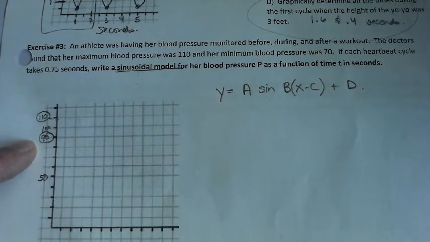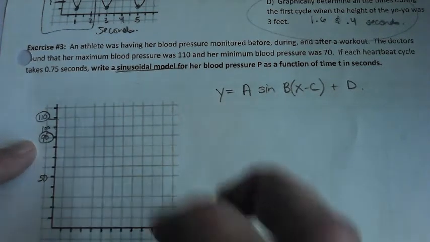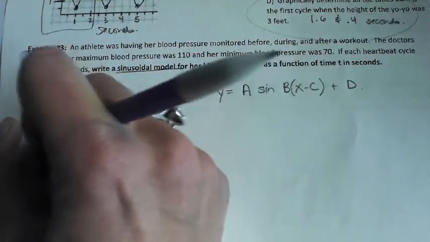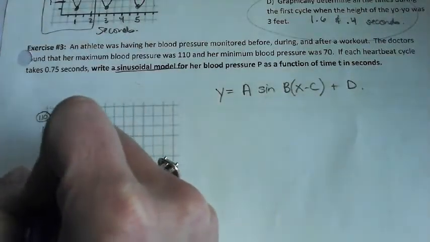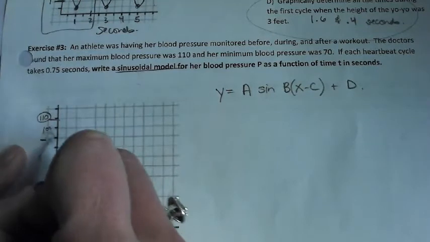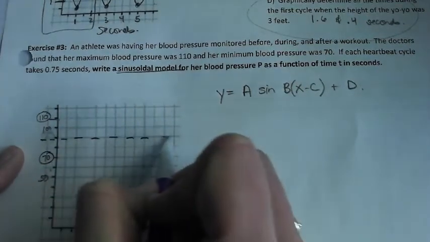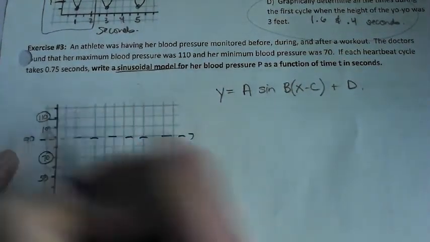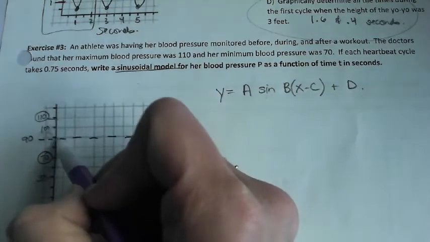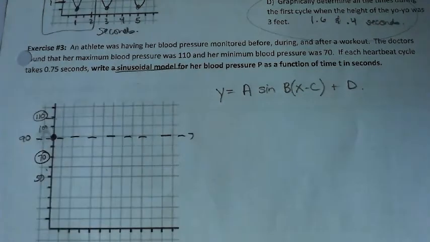as our min. Oh no, 90 is not our min. 70 is our min. Sorry. So our midline, I like to get that on my paper right away. And it's a sine curve, right? Sine curves start on the midline and end on the midline.